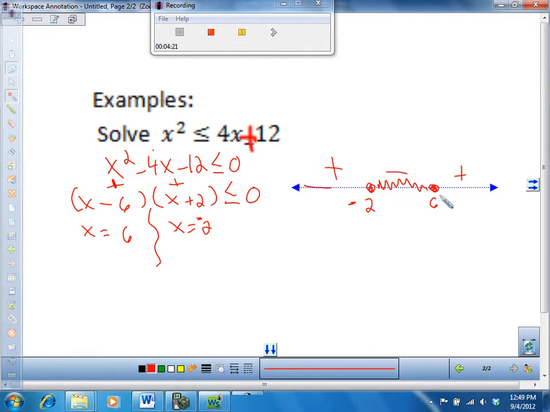This is how you would represent that graphically. To represent it in interval notation, you would write it as -2 with a square bracket to indicate that the endpoint is included, up to 6 also with a square bracket. Or you could write it like x is greater than or equal to -2 and x is less than or equal to 6. Either one of these notations is fine.